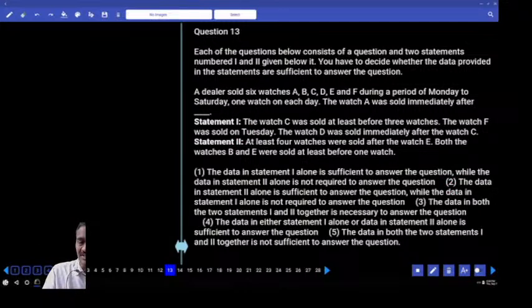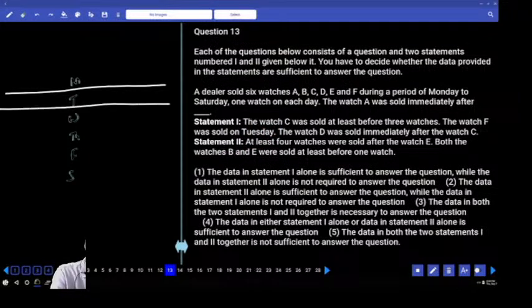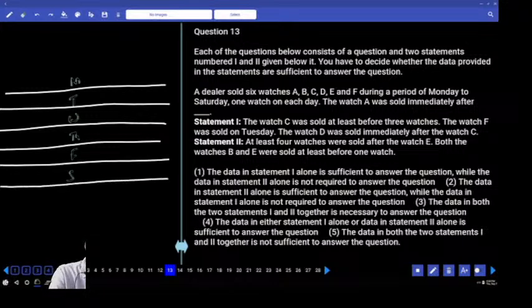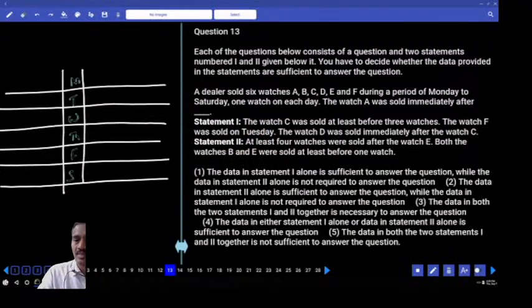In question number 13, a dealer sold 6 watches from Monday to Saturday: Monday, Tuesday, Wednesday, Thursday, Friday and Saturday. Then coming to condition number 1, the watch was sold immediately after A. C was sold at least before 3 watches.